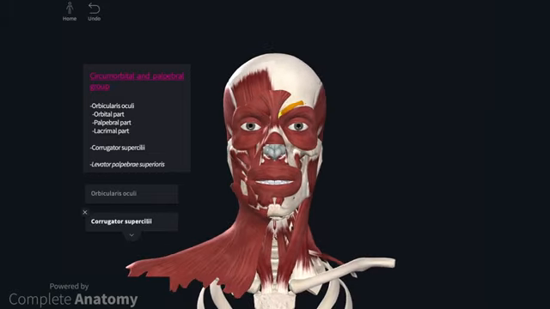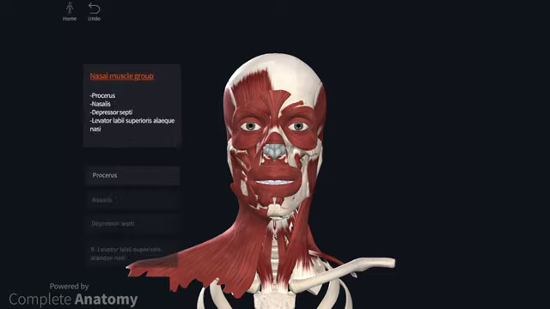Corrugator supercilii is a small muscle at the medial end of each eyebrow. As you can see, it is deeper than orbicularis oculi. It inserts into the skin above the supraorbital margin. The muscle acts to draw the eyebrows medially to shield the eyes from sunlight. Contraction also produces wrinkles between the eyebrows.